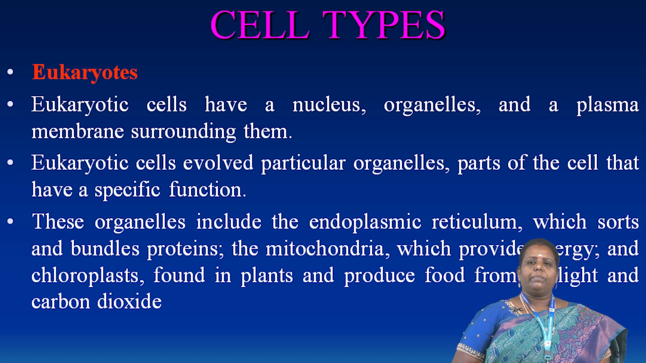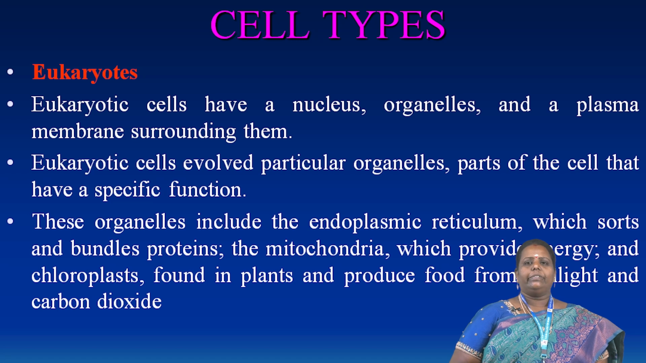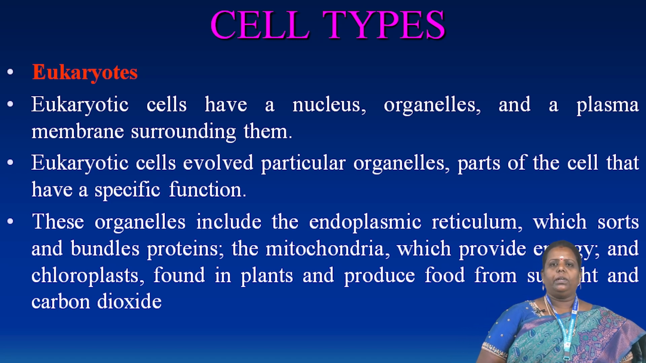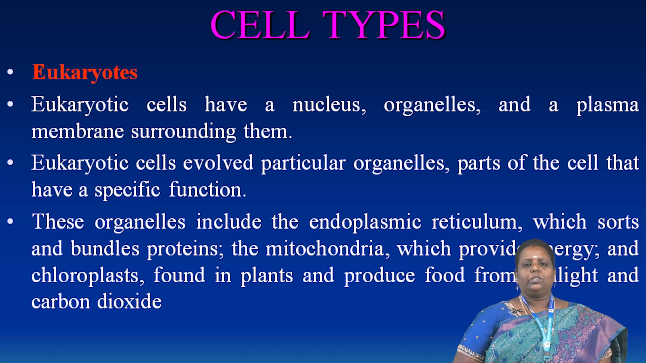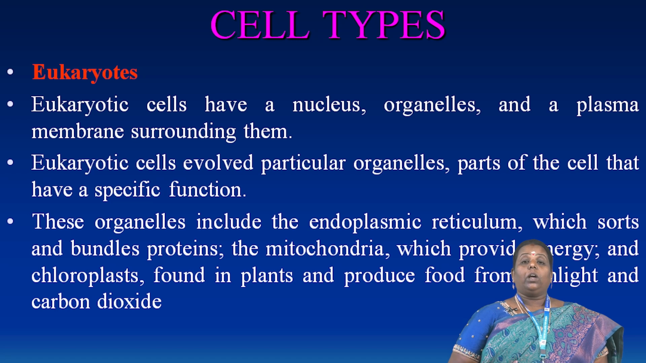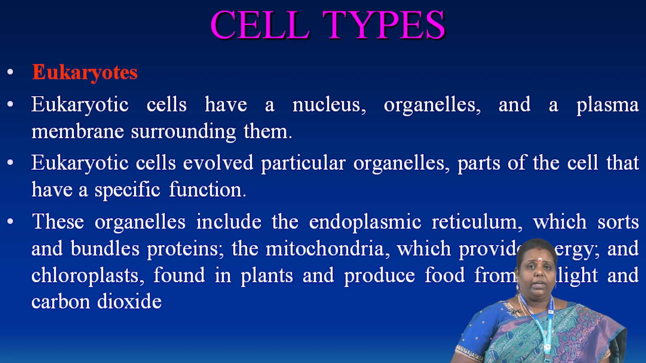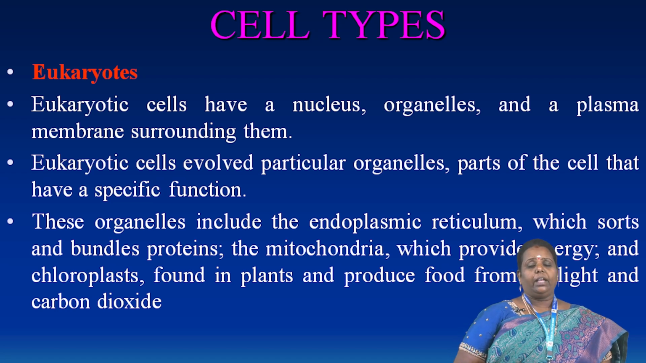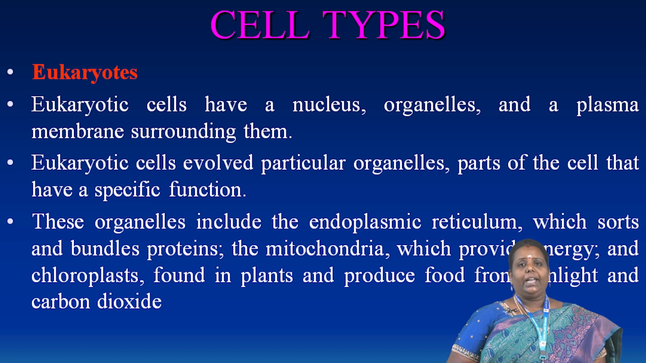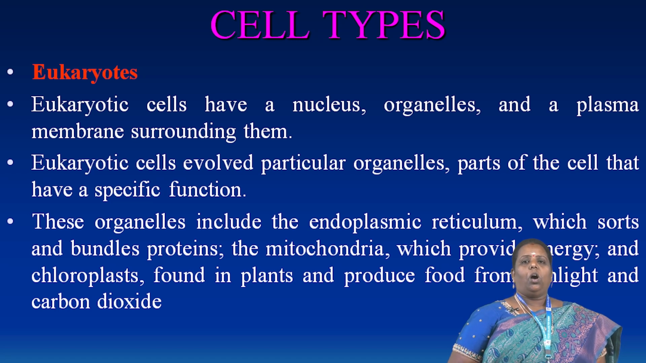For example, the endoplasmic reticulum is involved with bundles of protein molecules. The mitochondria, as I already told you, give energy, and ATP molecules are formed. Glycolysis and the Krebs cycle also take place in the mitochondria. One important thing is that mitochondria have their own DNA, called mitochondrial DNA, which is transmitted from mothers to offspring. It also gives energy.